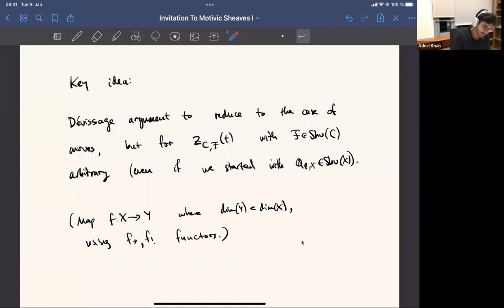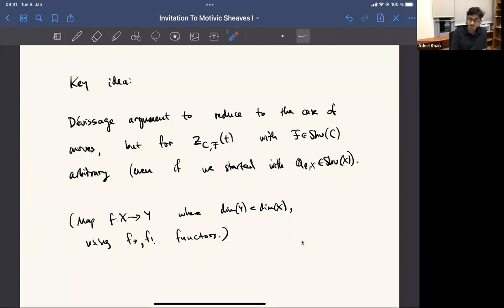But the cool thing is that, even if you start off with just trying to understand this non-generalized thing, so just this zeta function with no sheaf, which is the same as the zeta function with the constant sheaf, even if we start out trying to understand this, we end up needing to understand the case of curves, but with general sheaves. So that's a trick. You can do this reduction at the cost of making your initial statement more general.